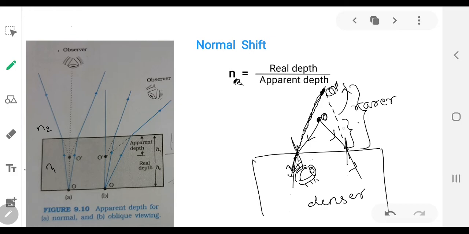So whether the object is in the rarer medium or denser medium, the refractive index of the medium is given. Which medium? The refractive index of the first medium where the object is placed with respect to the medium where the observer is, or the refractive index of the medium where the shift is taking place with respect to the medium where the observer is.